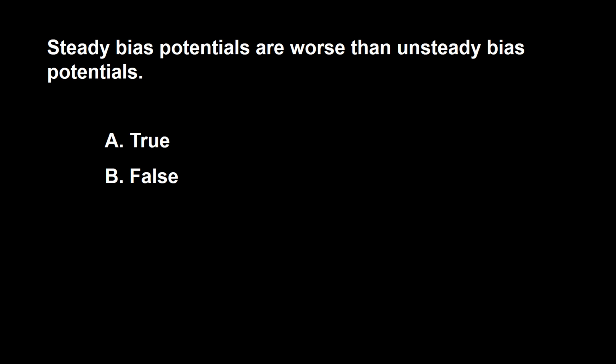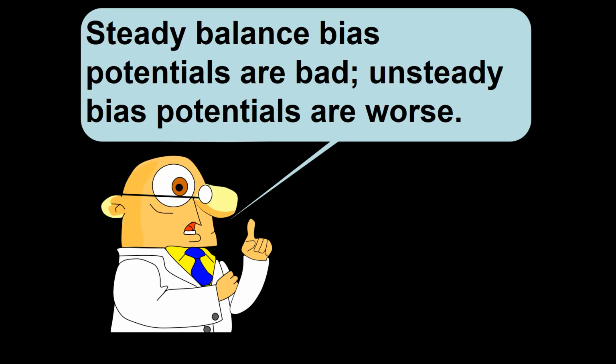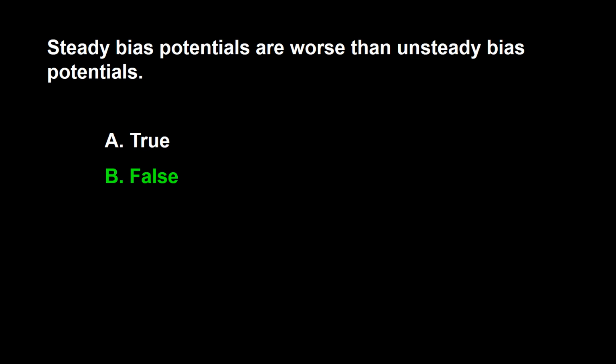The next question is, steady bias potentials are worse than unsteady bias potentials. A true, B false. A steady balanced bias potential you can live with, since most of the time a component of the EEG machine can correct it. But we cannot say the same about unsteady ones. So the answer is B.